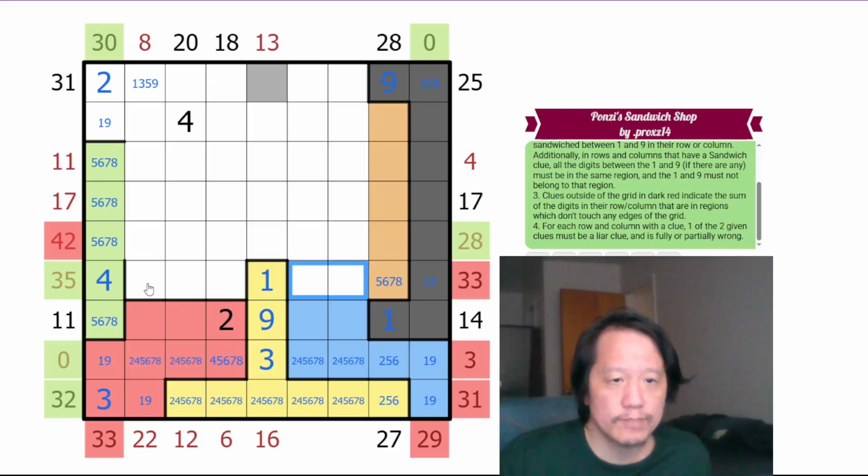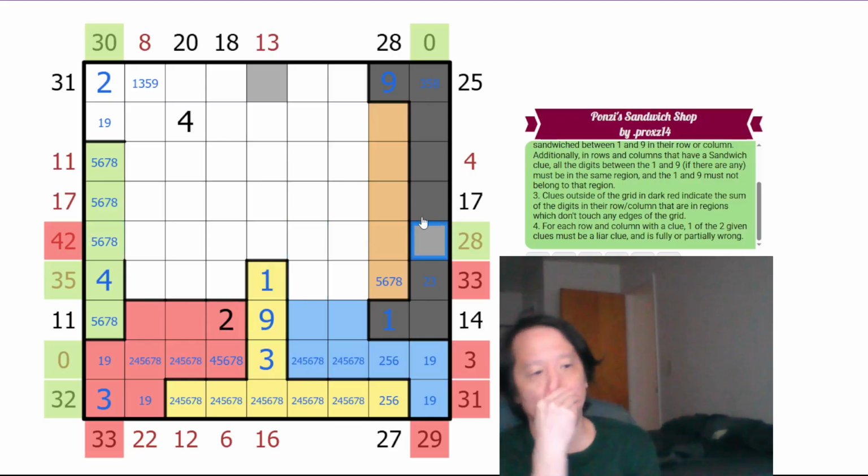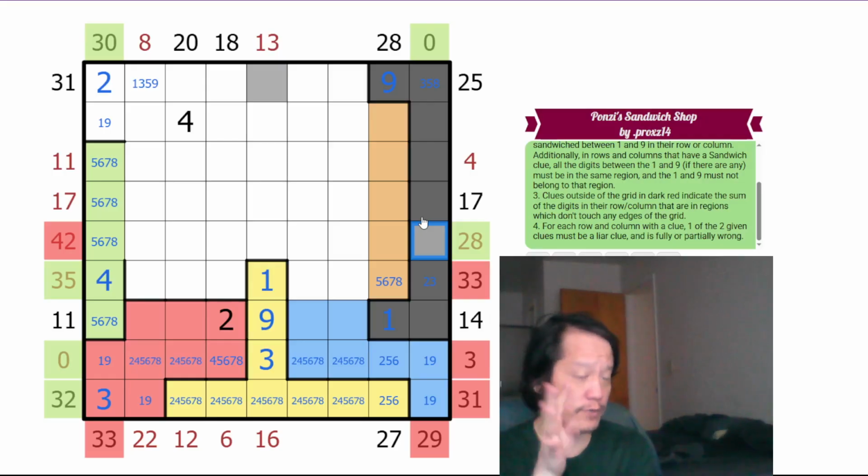Okay. This has to be non-green. 28 not touching the edge. So we have one blue there. We have one green and we have one dark. So that's already 3 digits that could add up to 17. You could have a 4th one, we could have a 5th one, we don't know.